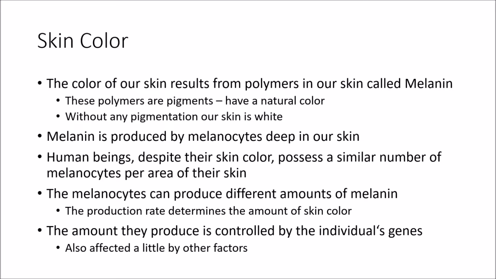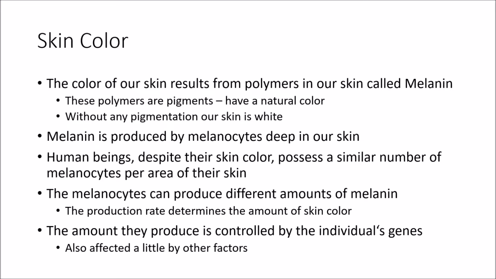skin color comes from what's called melanin in our skin. And that's something that is a polymer that's generated in your body. And so these polymers are pigments hiding just below the skin layer there. And these pigments have a natural color to them. And there's actually 2 of them. We'll talk about that a little bit later on. So this melanin is produced by what are called melanocytes. And those are deep under the skin. And they are the things that produce these pigmentation colors.